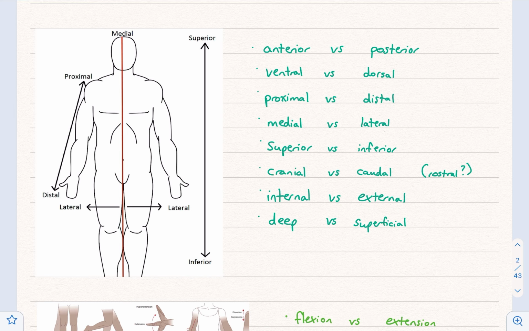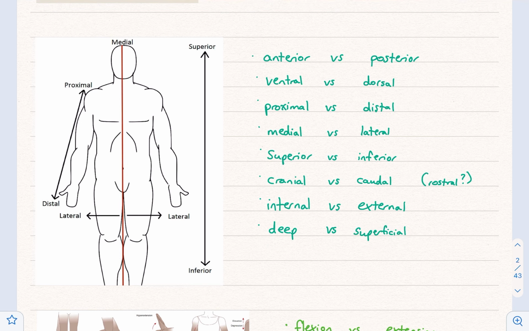Internal versus external. Internal means deep, external means superficial. I think that's fairly self-explanatory. So the liver is more deep, more internal than the skin, for example.